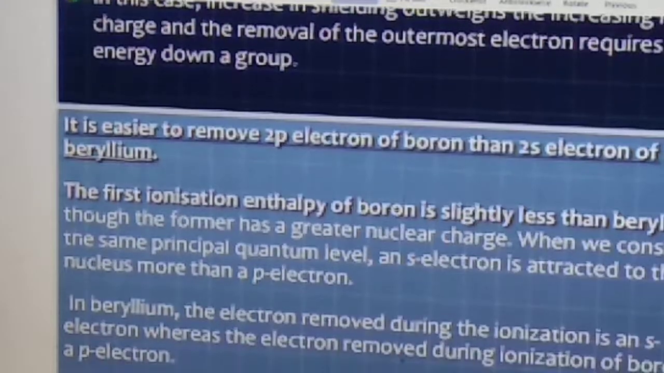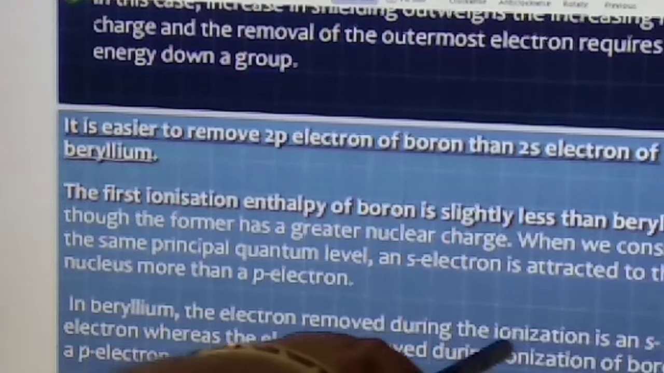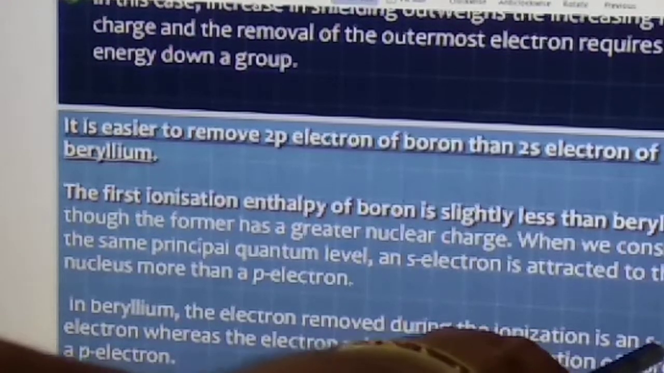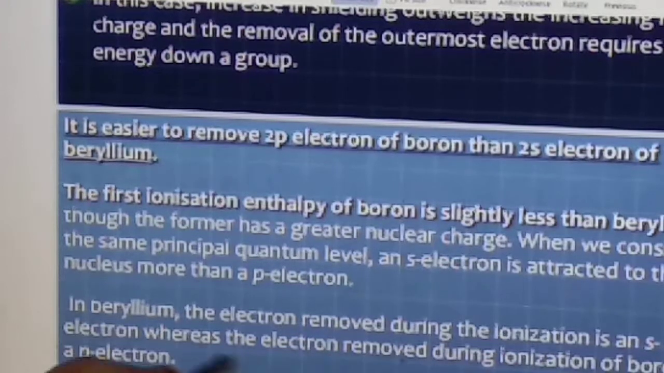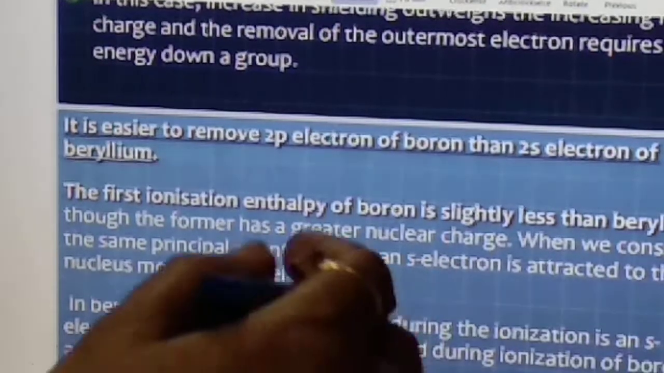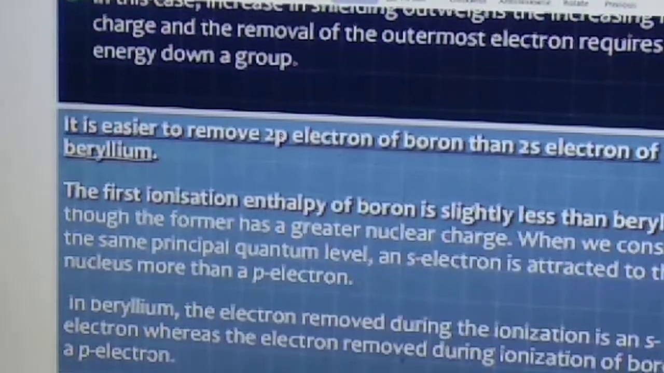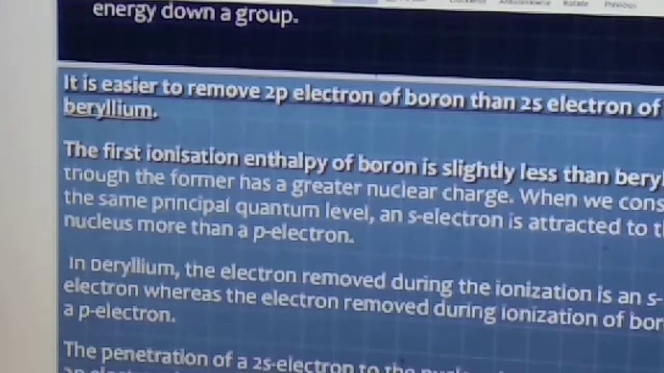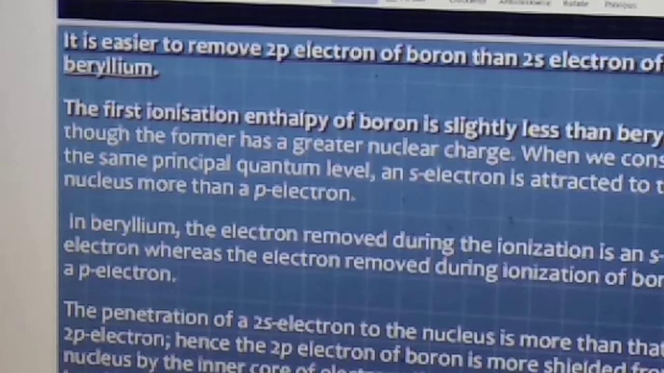In beryllium, what is happening, my dear children? In beryllium, the electron removed during ionization is an s electron, whereas the electron removed during ionization of boron is a p electron. The penetration of the 2s electron to the nucleus is more than that of the 2p electron, because the 2s electron is nearer to the nucleus than the 2p electron.